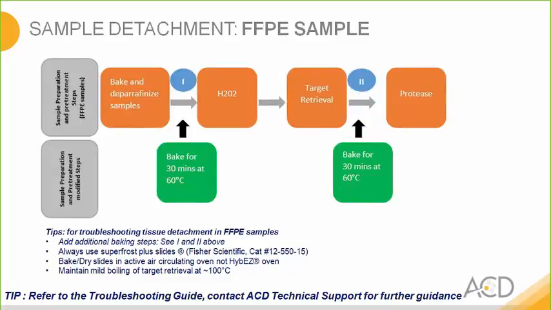Not as often, there is sample detachment with FFPE samples, but if so, we would include these two modifications of introducing extra baking steps. Again, the most important part is that you're using the SuperFrost Plus slide and that you're maintaining boiling of target retrieval at 100 degrees, and that, again, you're baking and drying your slides in an active air circulating oven and not the hybridization oven.